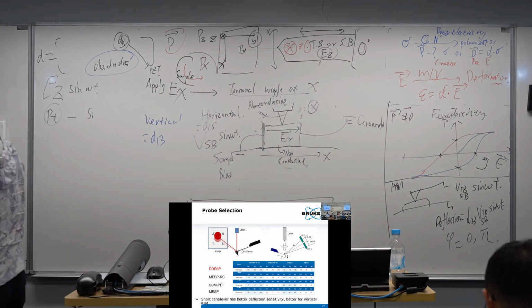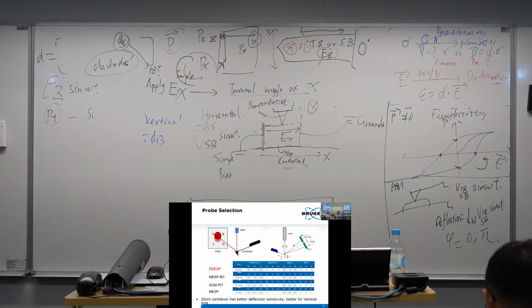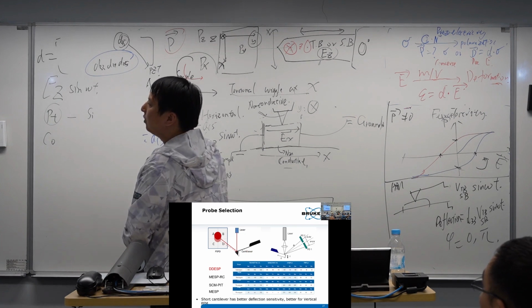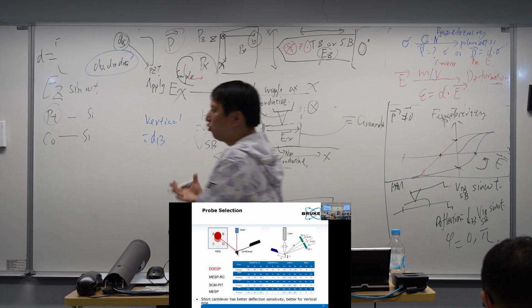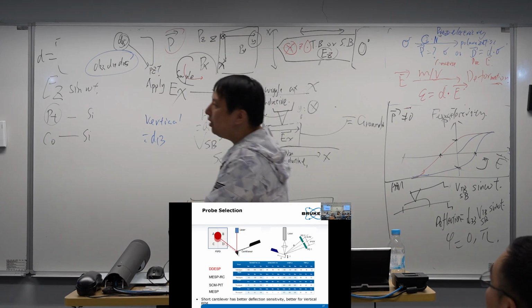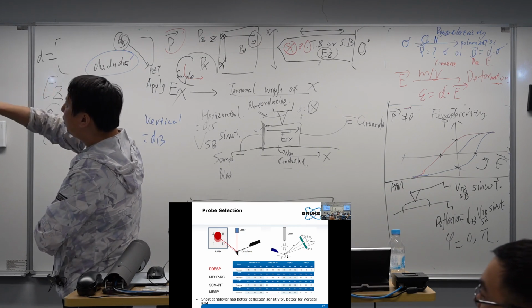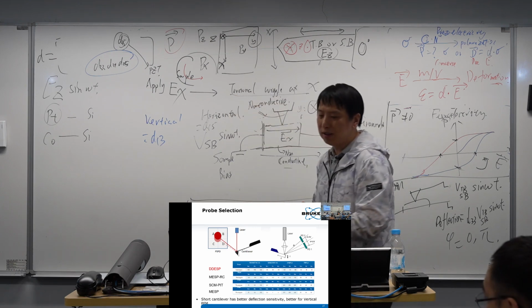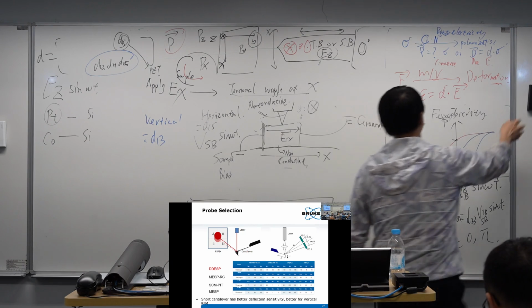Another choice is to use the MESP. This MESP is based on cobalt, and cobalt can attach to the silicon more strongly, so MESP is also a good choice. But for this kind of PFM, we need to consider two things. The first is about the sensitivity.